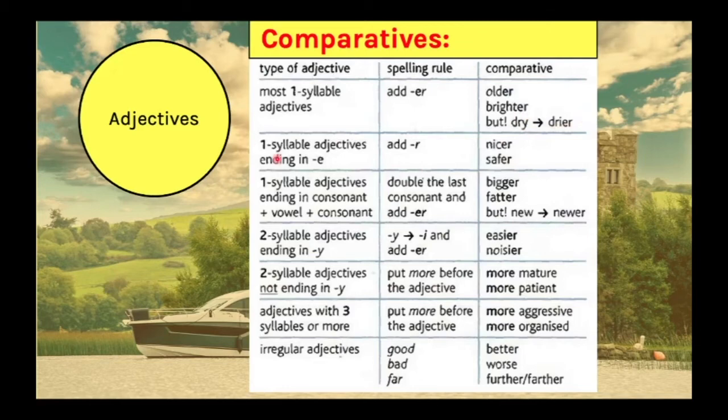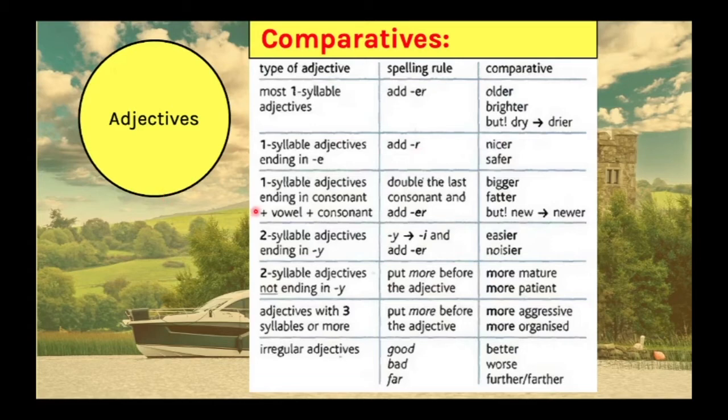The second rule, one-syllable adjectives ending in E. When the adjective has one syllable and it finishes in E, we add R. For example, nice has one syllable and safe has one syllable. So the comparative of nice is nicer and the comparative of safe is safer.